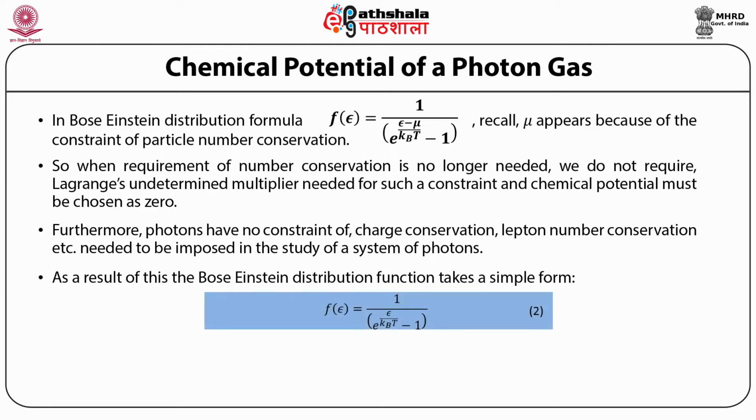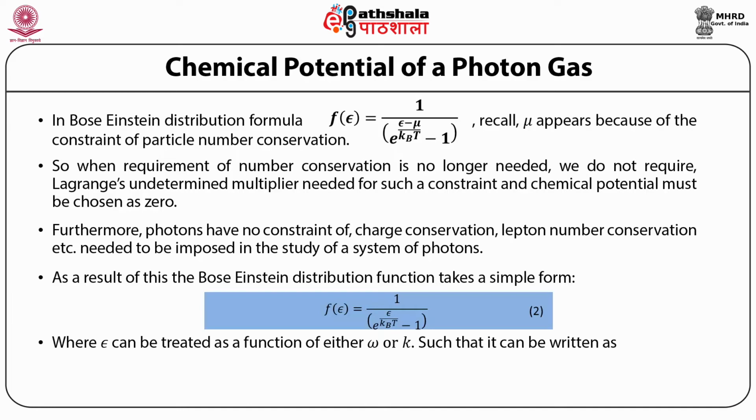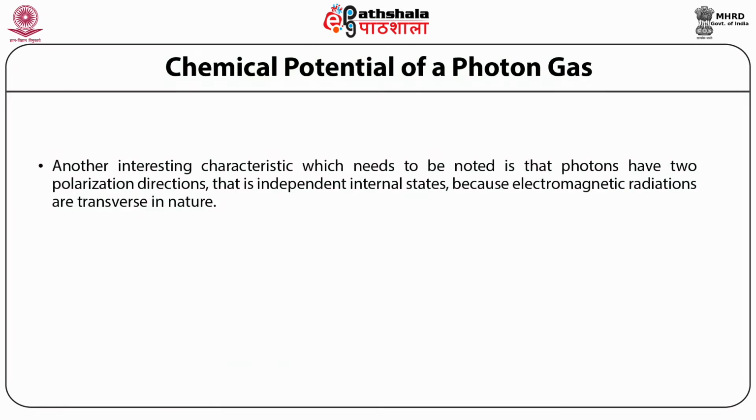f epsilon is equal to 1 upon e raised to power epsilon upon kBT minus 1, where epsilon can be treated as a function of either omega or k, such that it can be written as f omega is equal to 1 upon e raised to power h bar omega by kBT minus 1. Another interesting characteristic which needs to be noted is that photons have two polarization directions, that is, independent internal states, because electromagnetic radiations are transverse in nature.